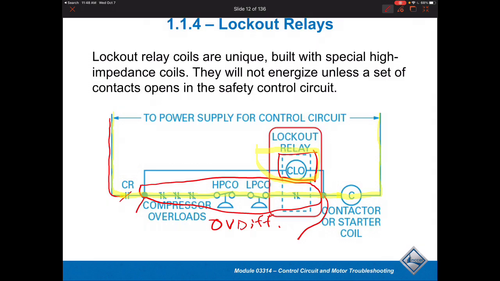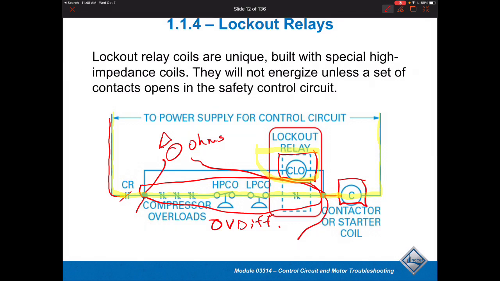There's no work. So if I check my voltage, because the resistance from this point to this point, we would hope would be 0 ohms, electrically speaking. Because of that, we know the relay will not energize. Now, the coil of this compressor contactor will of course energize, but we want it to do that.